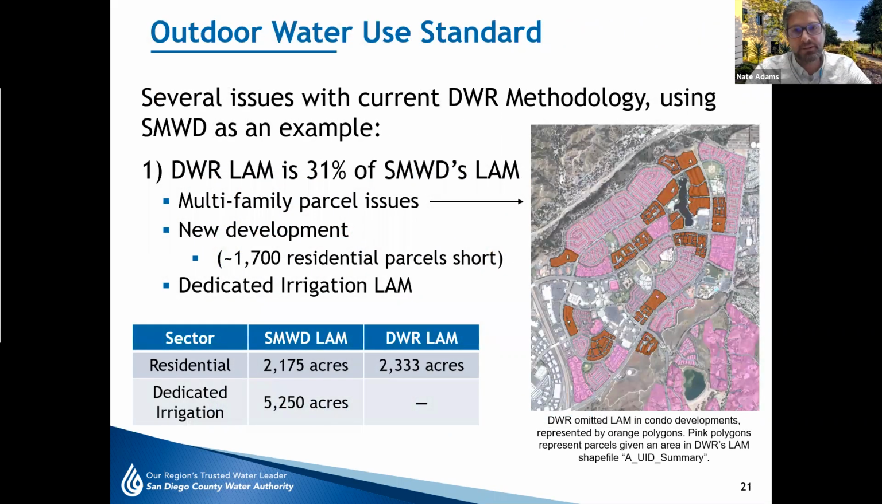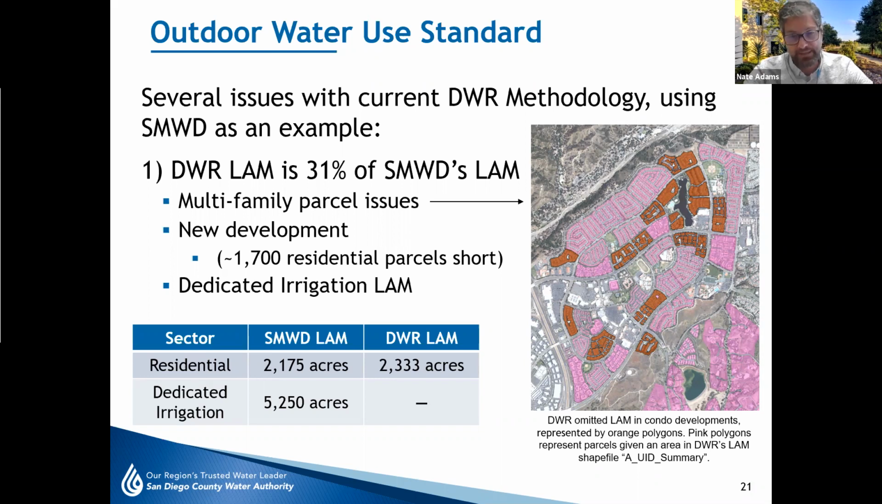All right, so let's go over some of the known issues that we have uncovered here in our service area. First of all, let's get the big one out in the open, right? When I compare our known landscape area measurements for both the residential area and our dedicated irrigation, the DWR submittal is only one third of what we know we have. The big issue is, if you look at the bottom of that table, when I add up those two major customer classes, we have over 7,000 acres.